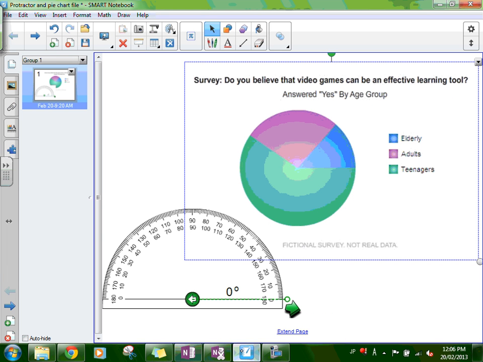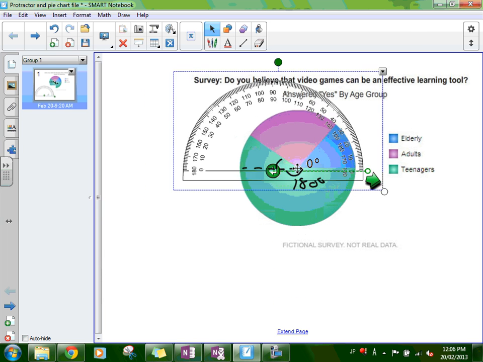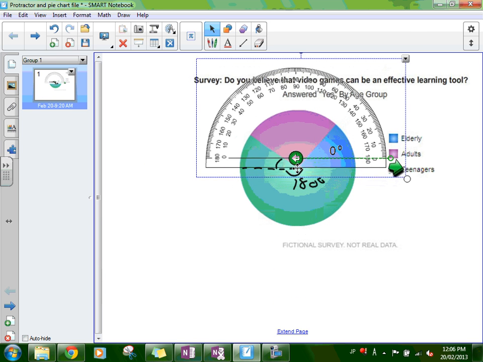So we get our protractor, and the teenagers is the green. Now we just know that a semicircle, the angle here is 180. Alright, we all know that. That's 180 degrees. And so we just need to find what this angle is in here. So if you have your protractor, has anyone got a protractor with them today, by the way?